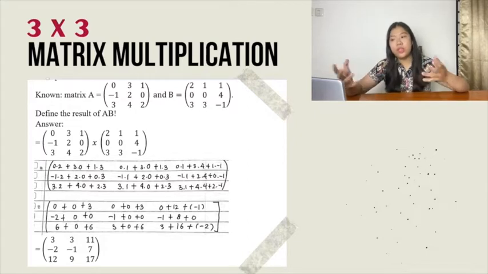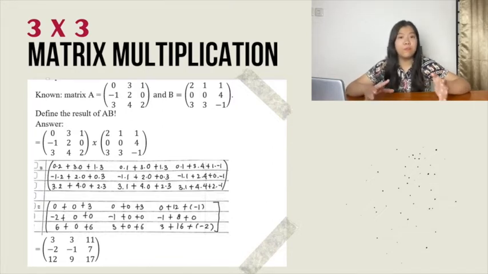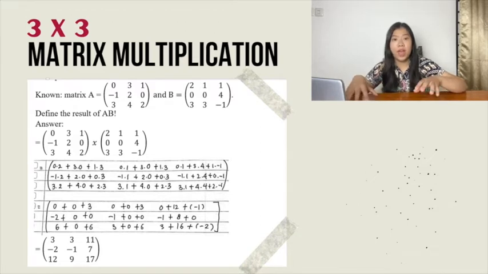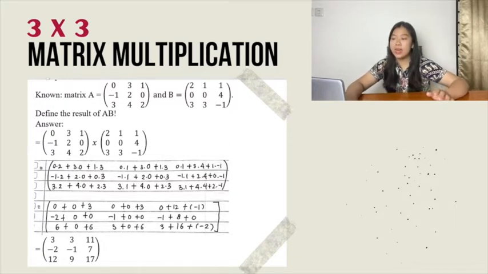The way to solve this question is to get the first row by multiplying the first row of A with the 3 columns of B. The second row we get from multiplying the second row of A with the 3 columns of B, and last we get the third row by multiplying the third row of A with the 3 columns of B, and the result is matrix 3 minus 2, 12, next 3 minus 1, 9, and then 11, 7, and 17.